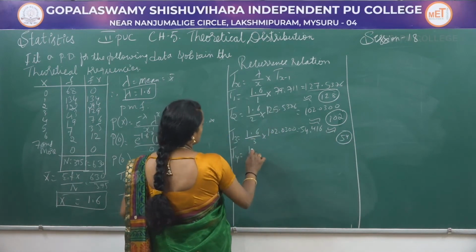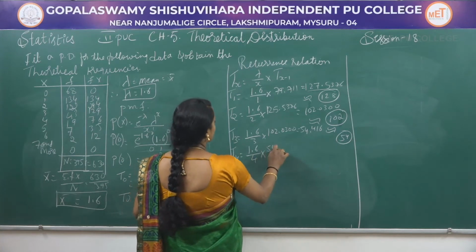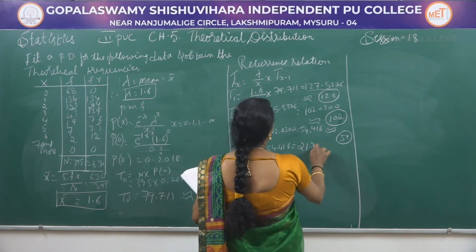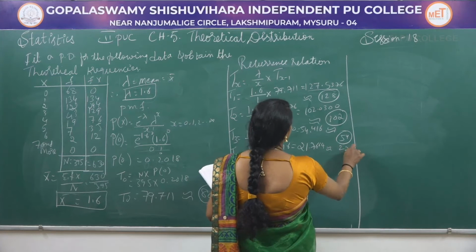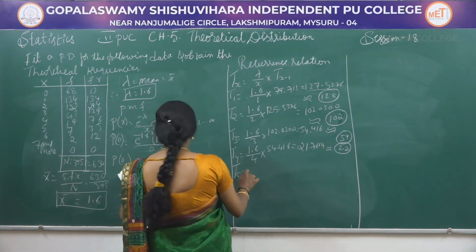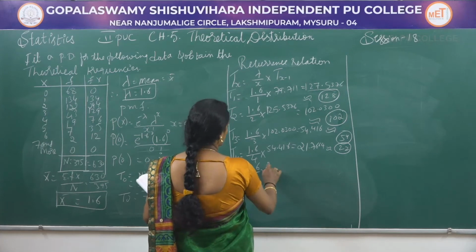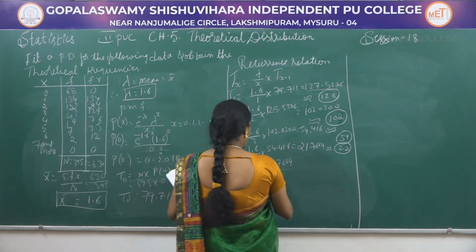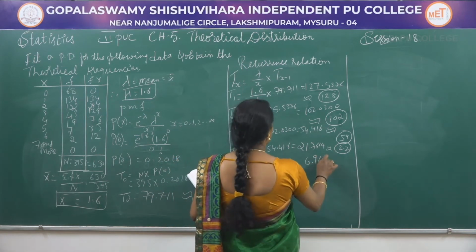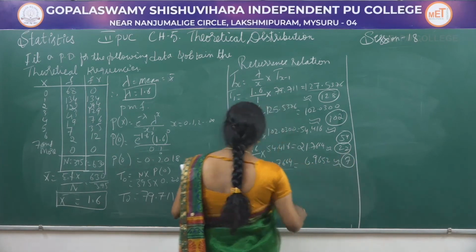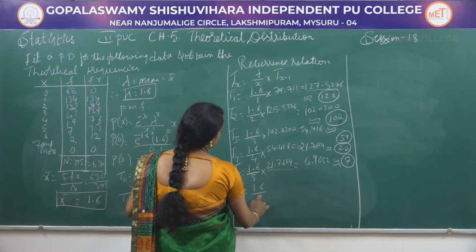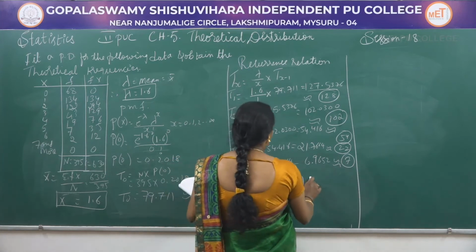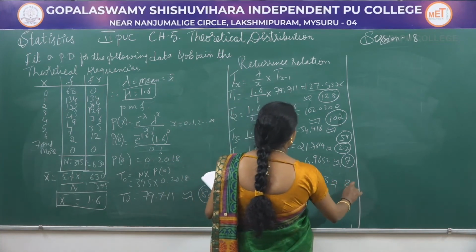Next, it is T4, 1.6 by 4 into 54.416, and this is equal to 21.7664. Approximately it is 22. Next, T5, it is 1.6 by 5 into 21.7664, is equal to 6.9652. Approximately it is 7. Next, T6, 1.6 by 6 into 6.9652, and this is equal to 1.8573. Approximately it is 2.